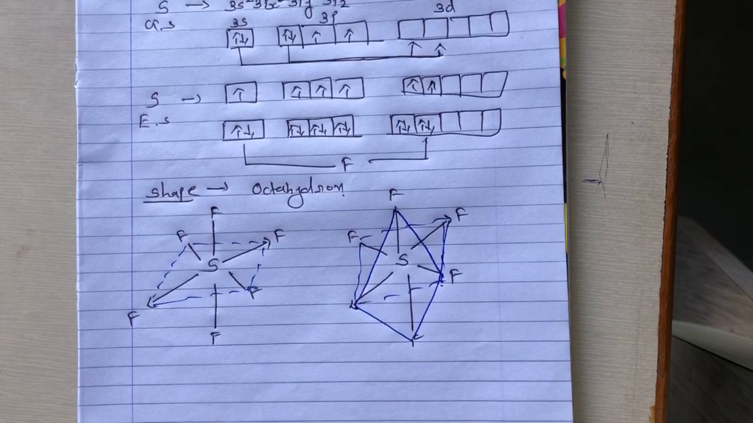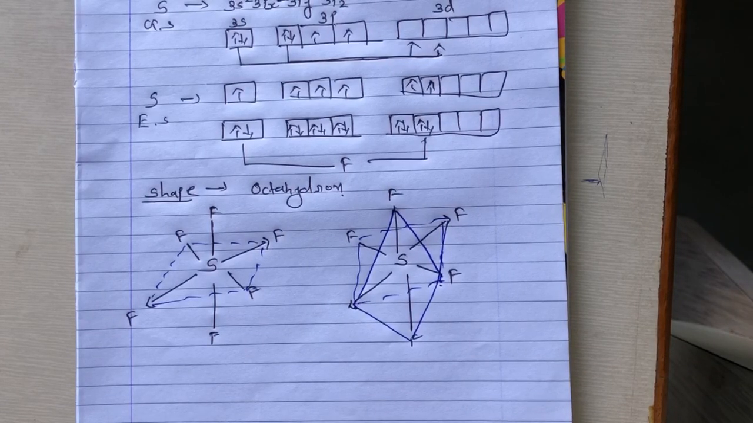This is called sp3d2. And we also have an example of XeF4. Xenon is a noble gas and its atomic number is 54. So in xenon also sp3d2 hybridization takes place.